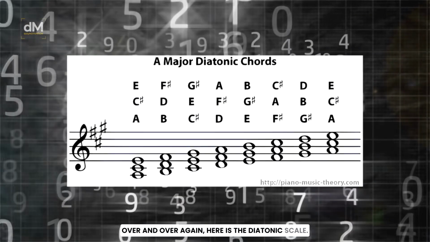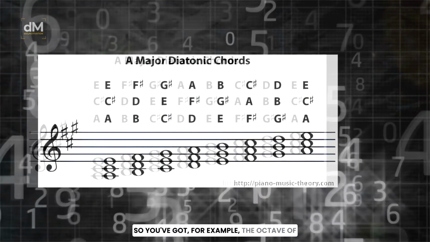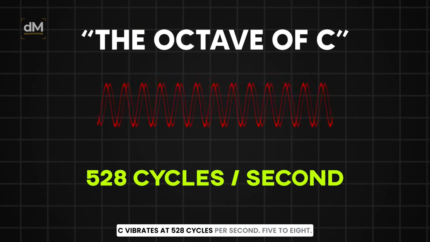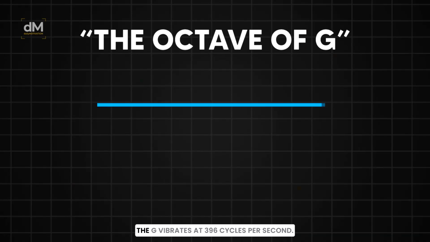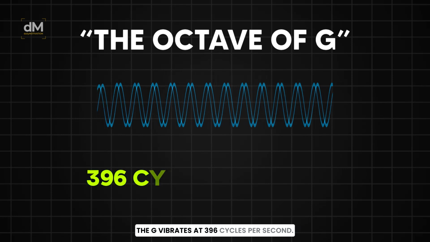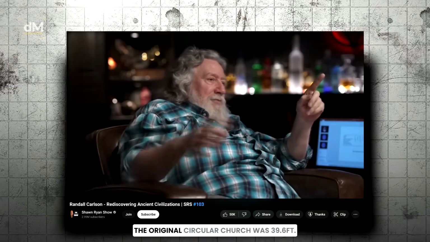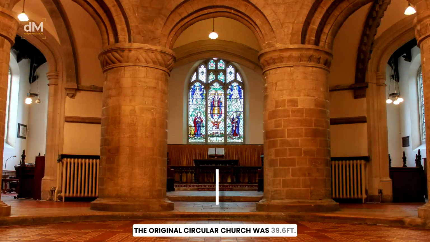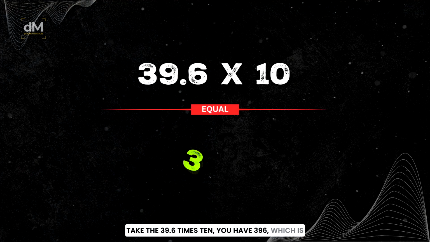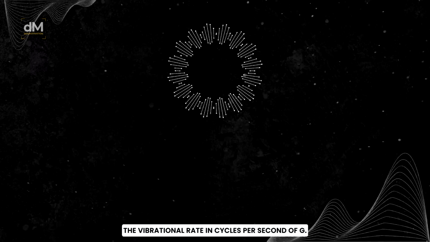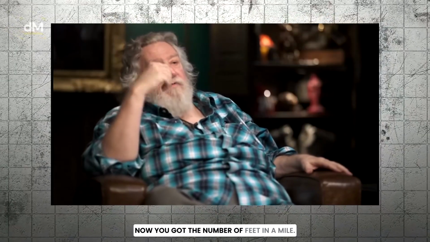Here is the diatonic scale. So you've got, for example, the octave of C vibrates at 528 cycles per second. The G vibrates at 396 cycles per second. So there's G and there's C. The original circular church was 39.6 feet. Take the 39.6 times 10, you have 396, which is the vibrational rate in cycles per second of G. C is 528. Add a zero onto that, now you got the number of feet in a mile.